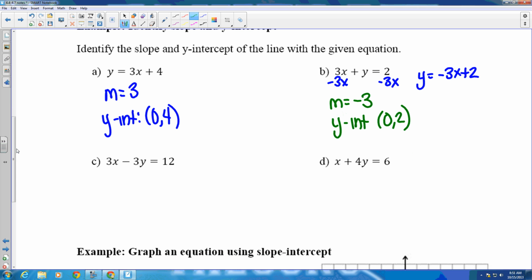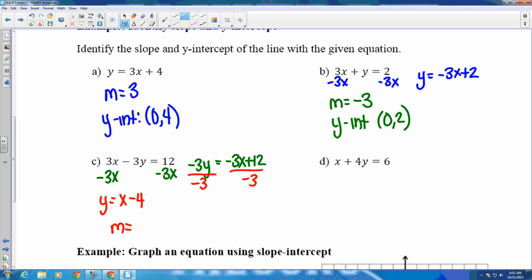Part C, we need to solve it for y. So first I'm going to subtract 3x from both sides. So we have negative 3y equals negative 3x plus 12. Next step we need to do is divide by negative 3 to get that y alone. So y equals 1x minus 4. So our slope is the number in front of the x, which in this case is just 1, and our y-intercept is (0, negative 4).